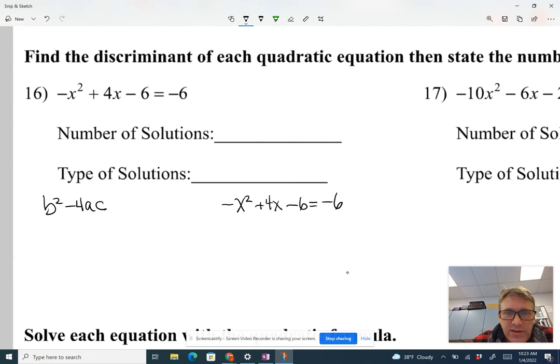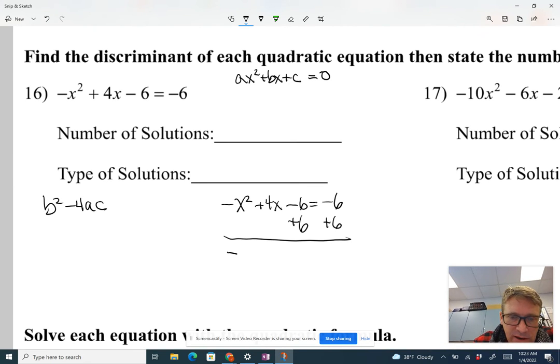First, we need to make sure we put it in standard form. Standard form is ax squared plus bx plus c equals 0. Since this is not equal to 0, we're going to make it equal to 0 by adding 6 to both sides.